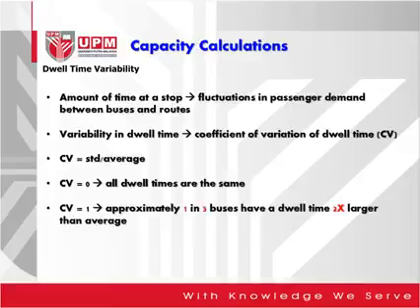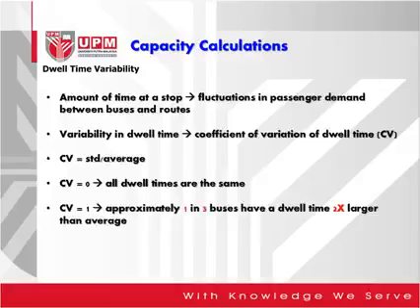CV cannot take a negative value, because the standard deviation cannot have negative values. If CV is equal to 0, it means that all dwell times are the same, so the dwell time is constant, but this is very unlikely. How about if CV is equal to 1? It means that about 1 in 3 buses have a dwell time 2 times larger than the average. So in short, CV has a minimum value of 0, and there is no maximum boundary value for CV.